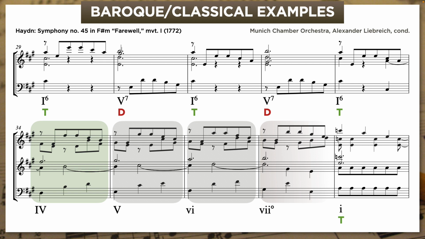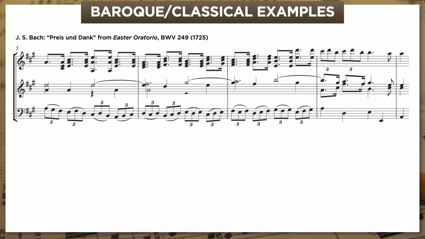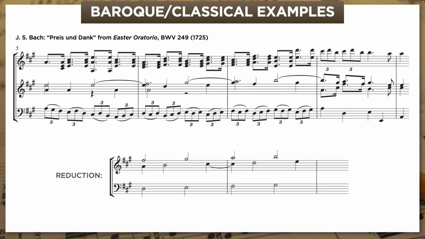Okay, onward. For the next example, we're zigzagging back to the early 18th century for the final chorus of Bach's Easter Oratorio. And the texture here is gnarly enough that I'm going to work from a 3-voice reduction like we did with the Doland. Let's just listen first so you can hear the sequence and notice that the bass line is even busier than Haydn's.